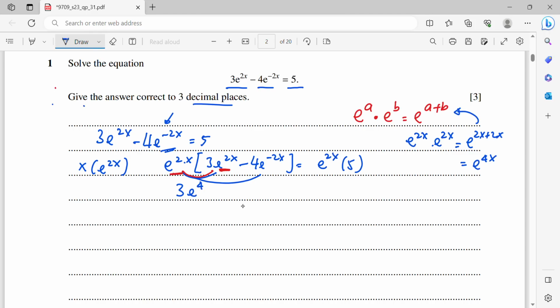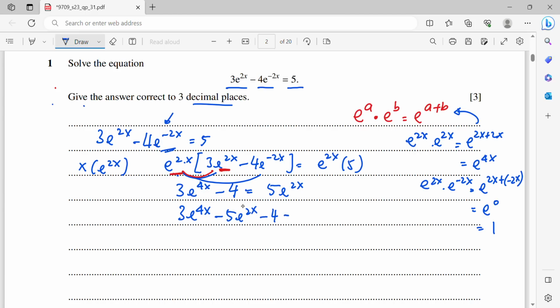Then the next is the multiplication of e^(2x) and negative 4e^(-2x). Now e^(2x) multiplied with e^(-2x) becomes e^(2x plus negative 2x), which means it will be e^0. So e^0 is basically 1, which means I will be getting minus 4 for my second term. Then for my right hand side, it will be 5e^(2x). From here we will rearrange. I will move the 5e^(2x) to the left hand side. So 3e^(4x) minus 5e^(2x) minus 4 equals 0.